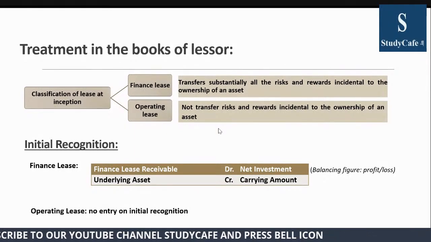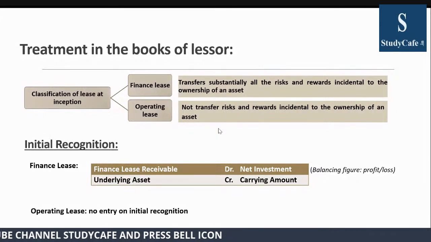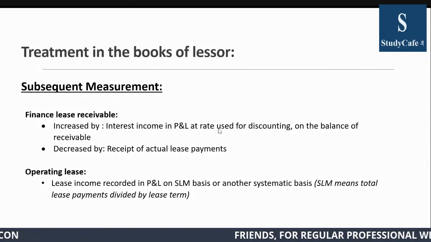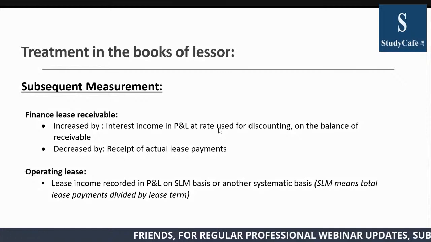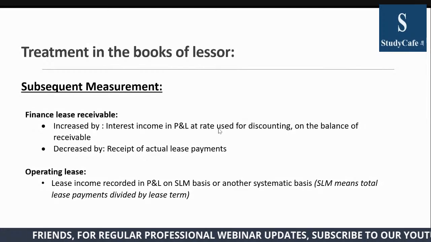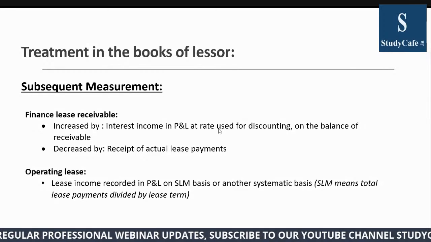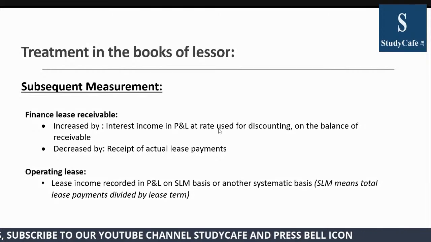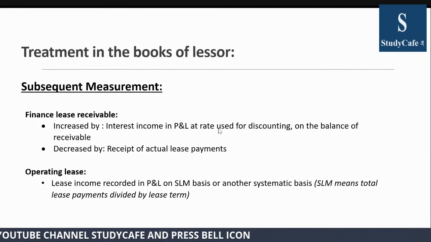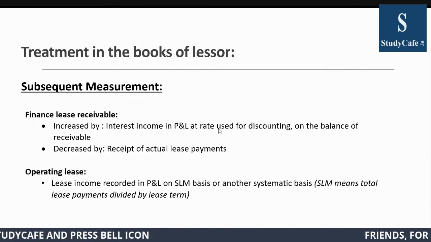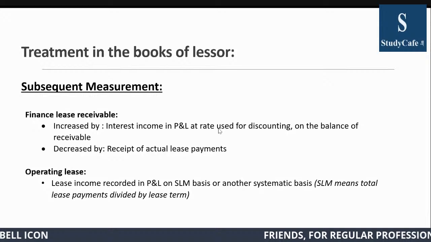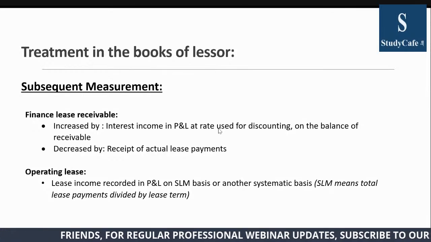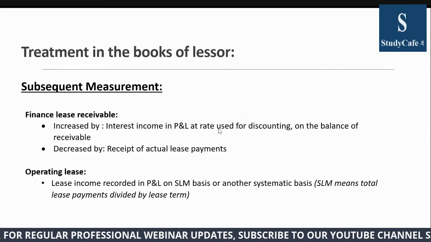And in case of operating lease, initially there is no recognition, obviously, but subsequently, whatever the lease payments it receives will be recognized directly in P&L on an SLM basis. SLM, the straight line method of recognizing lease income, is nothing but total lease payments divided by the lease term. So basically, we just equalize all the payments, right? So if there are any escalations or there is a rent free period, every year the same amount will be recognized.